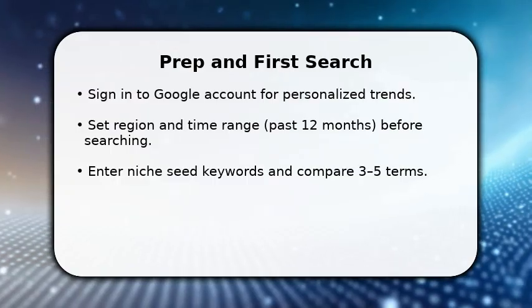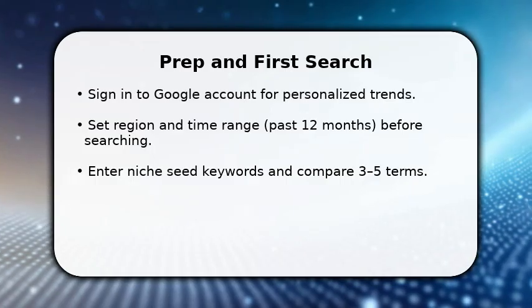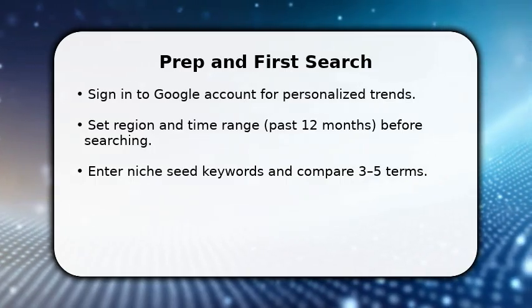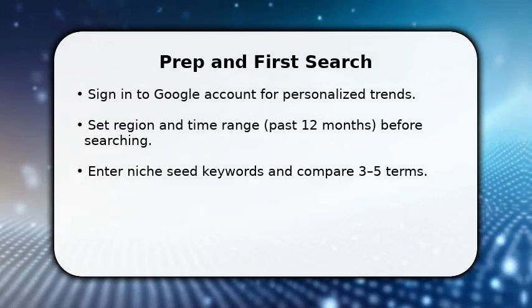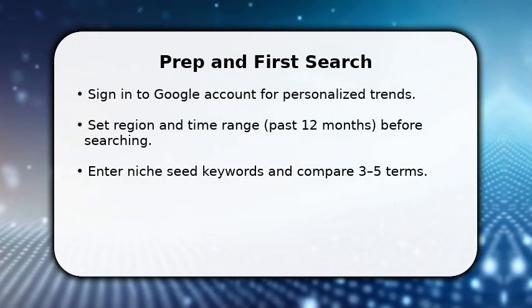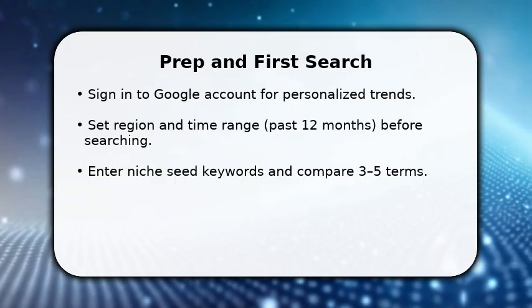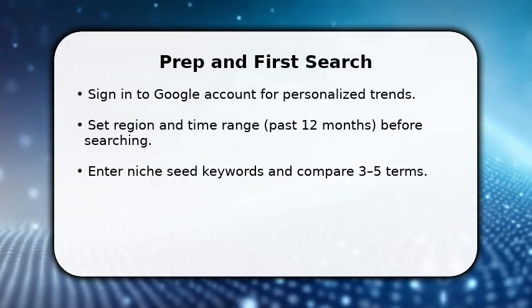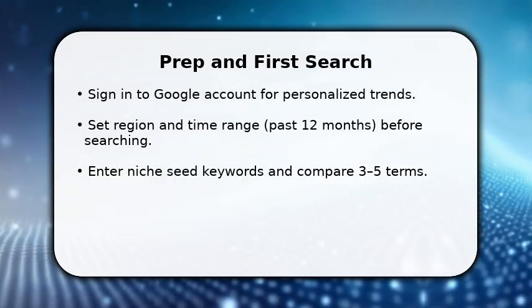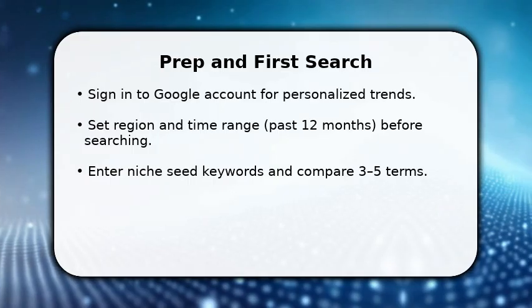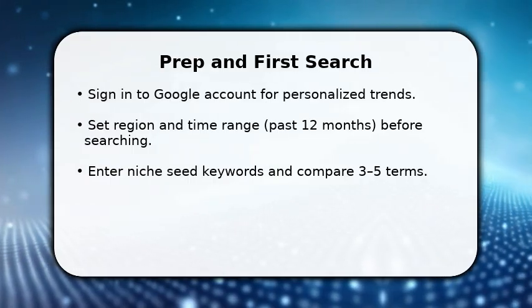You start by signing in and setting regional context so results match your target market. Once done, choose a 12-month range to capture current seasonality. Type 3 to 5 seed keywords, for example vintage cat shirt, retro bike tee, and minimalist plant design, and hit compare. You want immediate signal differences. If one term spikes, note the exact months.